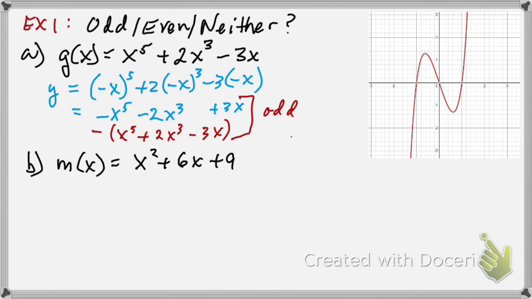Okay, this function is x squared plus 6x plus 9. Now, y'all, that looks like the equation of a parabola to me. So can we just automatically say, yeah, that's got to be even if it's a parabola? Well, let's check and see. So I'm going to replace all the x's with negative x.